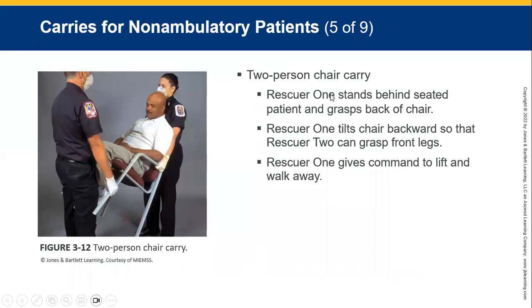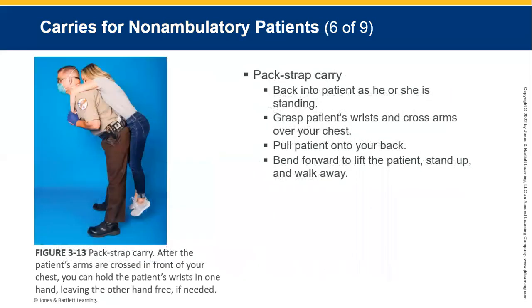Okay, chair carry. One person stands behind the chair holding it by the arms while the other tilts the chair backwards. One gives a lift command, and they lift and walk with the patient in the chair like that. Pack strap carry. If the patient is able to stand, they grasp over the rescuer's shoulders. The rescuer hangs onto the arms, the patient is bent forward leaning over the rescuer, and you stand up and walk away.